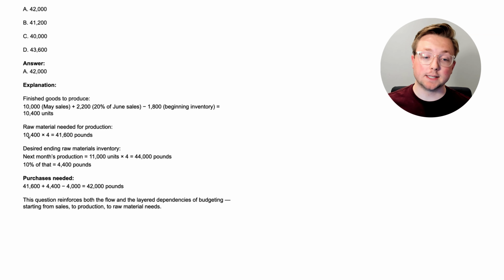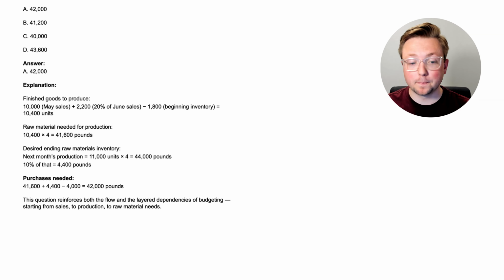Now we can figure out how many raw materials they need to purchase to be able to meet those needs. So now we go to the desired ending raw materials inventory, which we know that next month's production is going to need 11,000 units, which takes up 4 pounds per unit. So 44,000 pounds is how many pounds they're going to need next month. But remember, they want to end the month of May with 10% of the raw material needed for the next month's production. So 10% of 44,000 pounds is 4,400 pounds. So that's how many pounds of raw material they want to have on hand at the end of the month so that they can be ready for the next month.